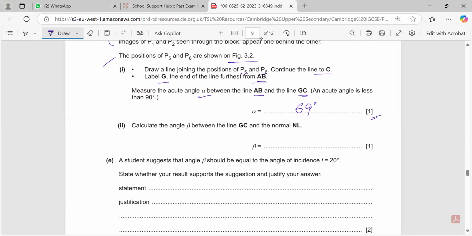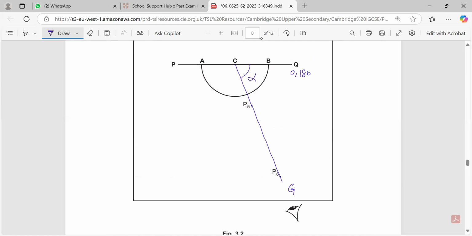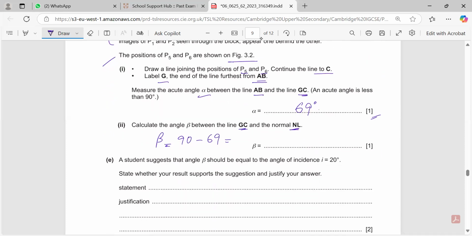Calculate beta between the line GC and the normal NL. Very simple. Beta will be equal to 90 minus 69. Why so? NL is basically the normal. We did not draw the normal here, by the way. So it will be 90 minus 69, which is equal to 21. So here, 21 degrees.